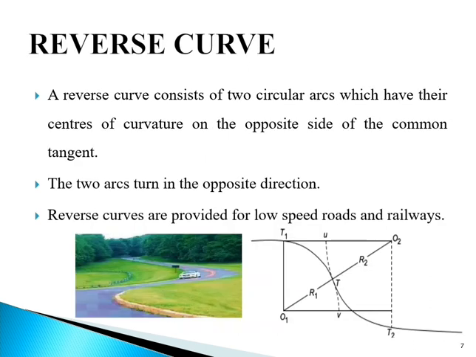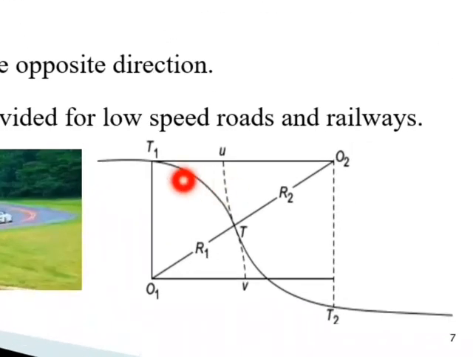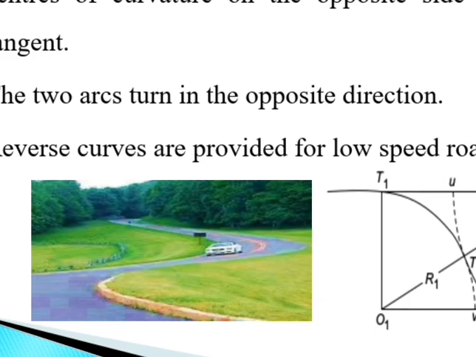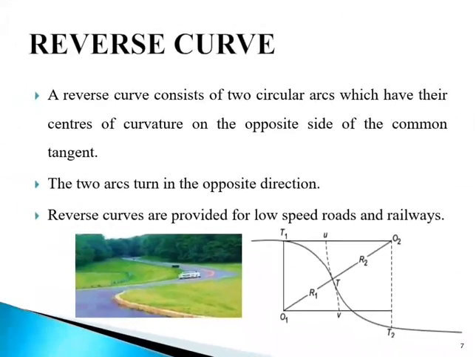Next is reverse curve. A reverse curve consists of two circular arcs which have their centers of curvature on the opposite side of the common tangent. The two arcs turn in the opposite direction. Reverse curves are provided for low speed roads and railways. You can see all the elements of a reverse curve in this image, and its real life image is here. So you can understand from it, this is the reverse curve.